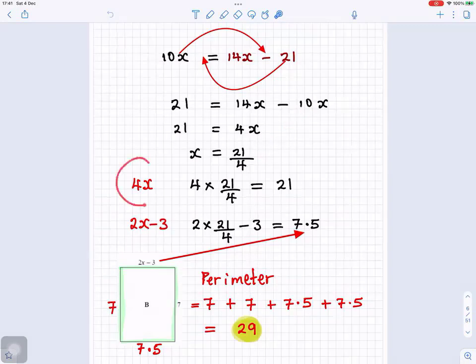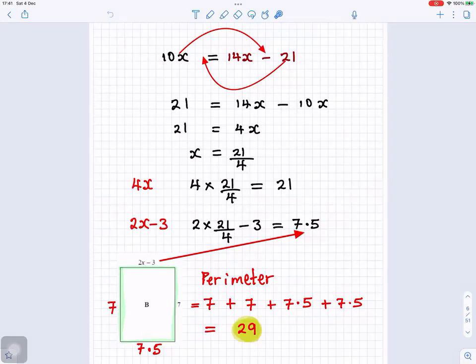Now we want to get 4x. We don't need to get that because we're not finding the area of triangle B, but let's just work it out anyway. 4x would mean 4 times 21 over 4, which gives you 21. 2x minus 3: we put 21 over 4 times 2 minus 3, it gives you 7.5.